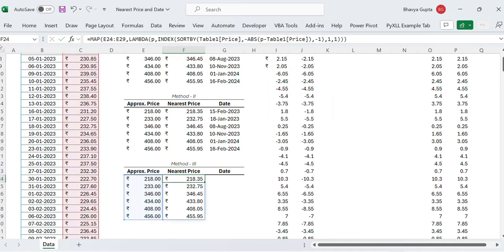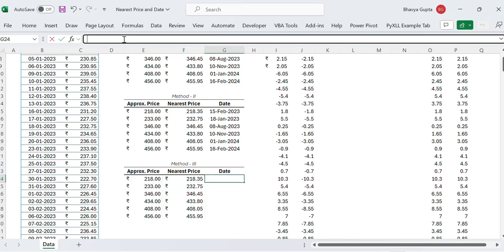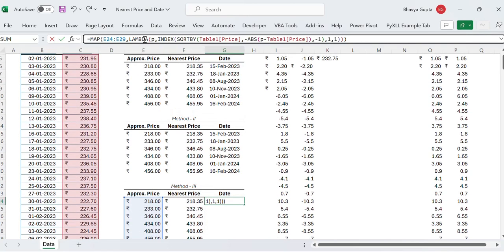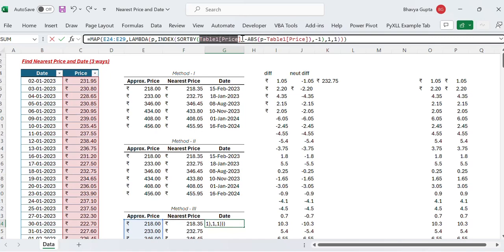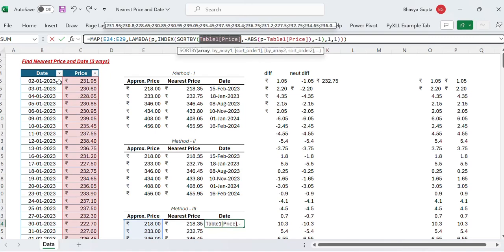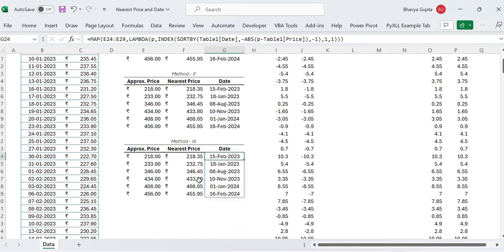Now let's copy this and apply the same thing for date as well. So we can replace the array which we are sorting by the date column here. Let's paste that here, and we got this result here.